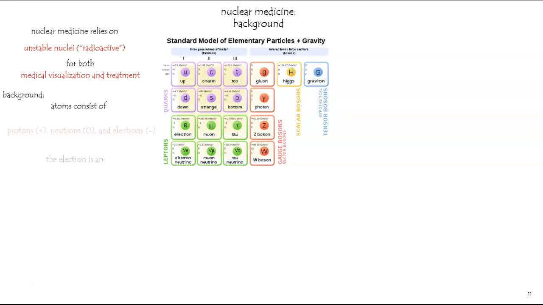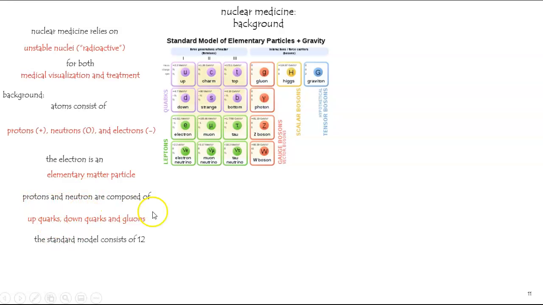Most people are familiar with the concept that the atom has protons and neutrons in the nucleus and electrons outside the nucleus. Those substances are not all considered to be elementary particles, meaning they can be broken down into simpler substances. Now we're talking about a nuclear, not an electronic, not a chemical level. So the electron is considered to be an elementary particle of matter, meaning it can no longer be further broken down. However, protons and neutrons are composed of quarks and gluons.